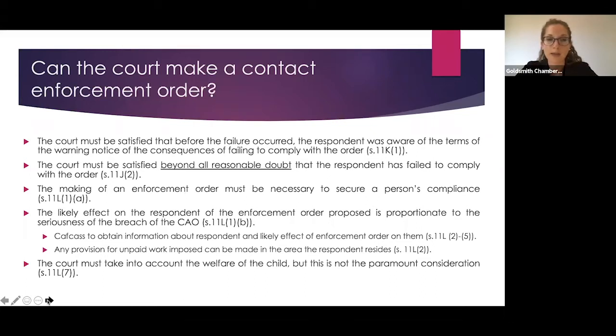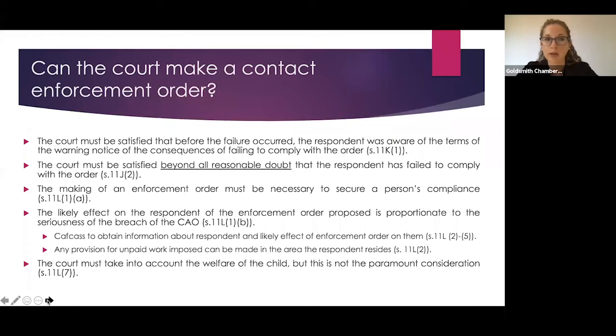The court must be satisfied beyond all reasonable doubt that the respondent has failed to comply with the child arrangements order. I've underlined beyond all reasonable doubt because that's the criminal standard of proof. So a much higher burden on the individual making an application for an enforcement order.